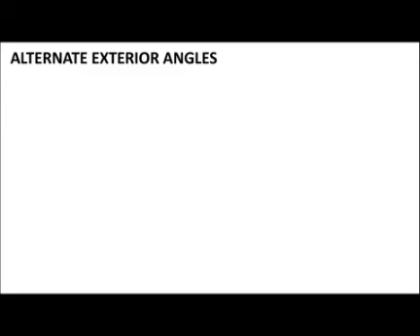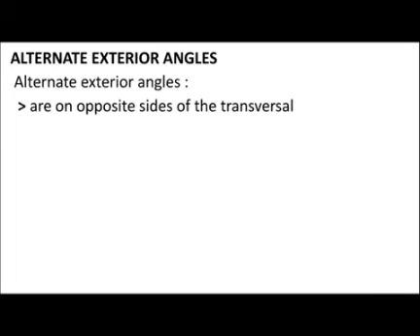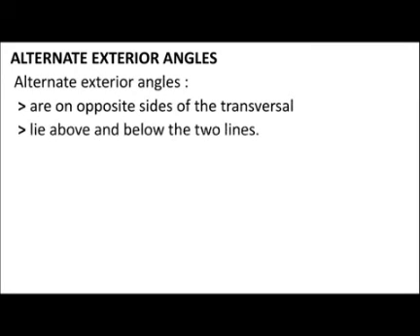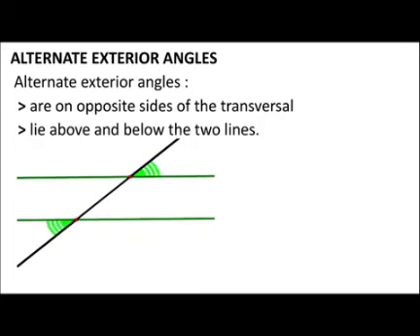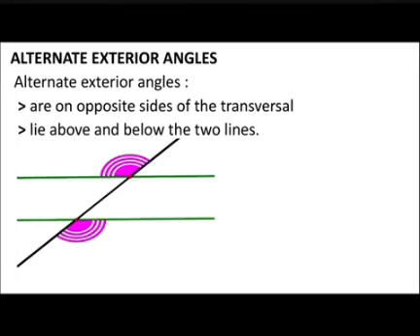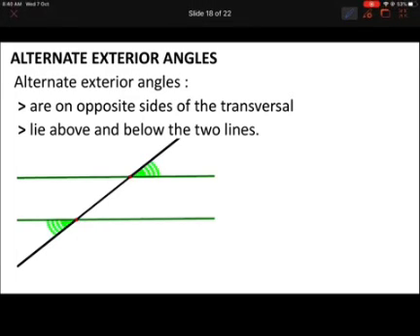Alternate exterior angles will lie outside the lines, not within the lines. They will lie outside but on opposite side of the transversal. Okay, alternate exterior angles are on opposite side of the transversal, lie above and below the two lines. That is, they are outside the lines, not within the two lines. Okay, so you can see, I can explain it to you.